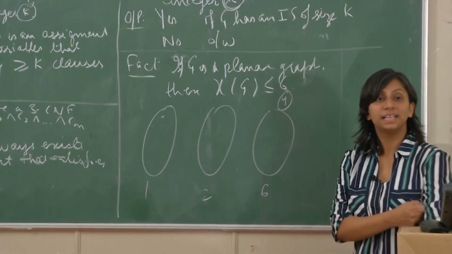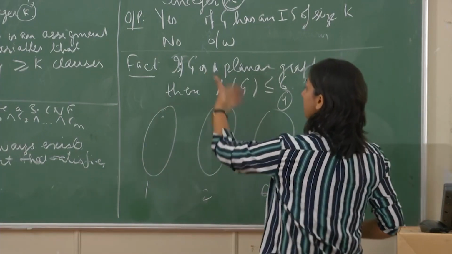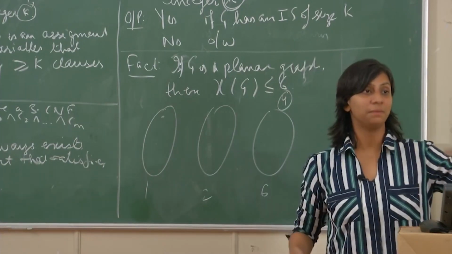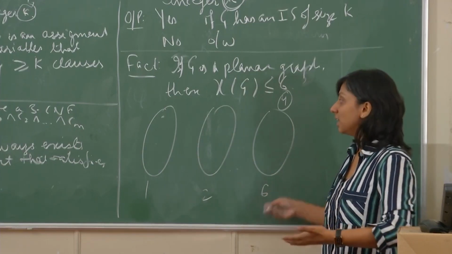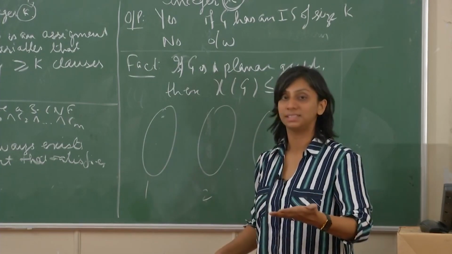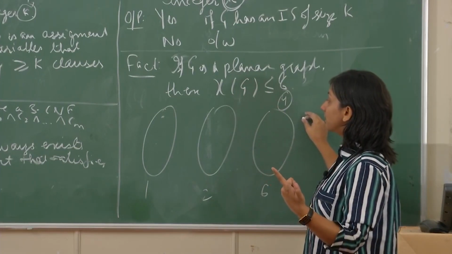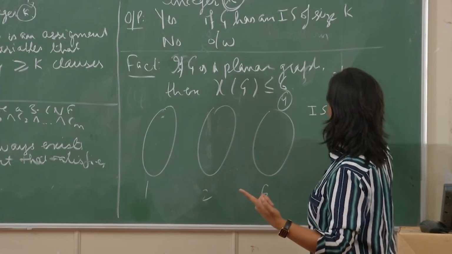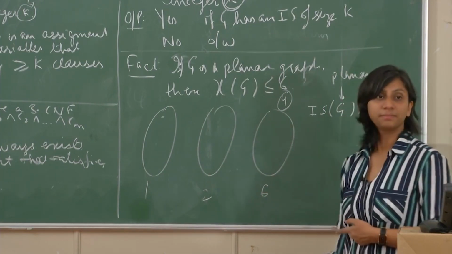Now what can you say about the size of it? Can we say that such a graph will always have an independent set of a certain size? n by 6, right? Pigeonholing. There are n vertices divided into 6 classes. Of course, one of the classes has to have at least n by 6 vertices, and each color class is an independent set. So if G is a planar graph, then G always has an independent set of size at least n by 6.